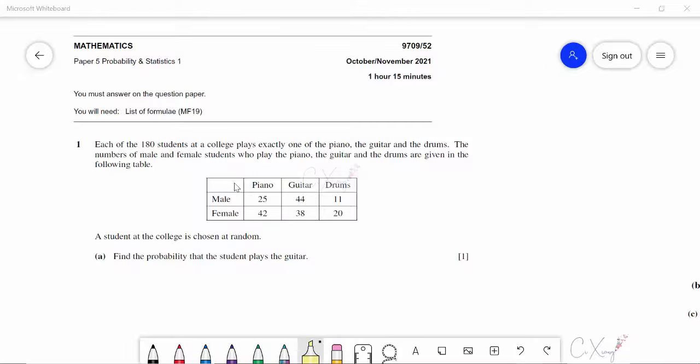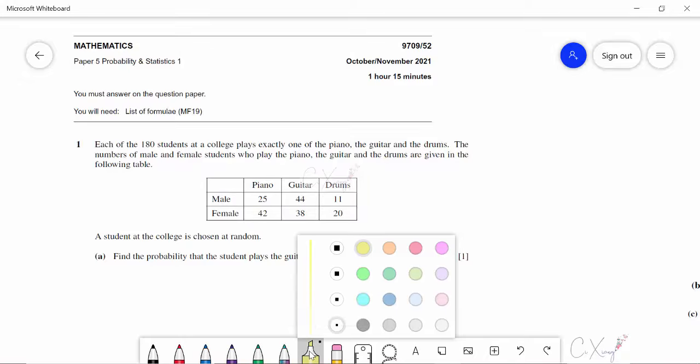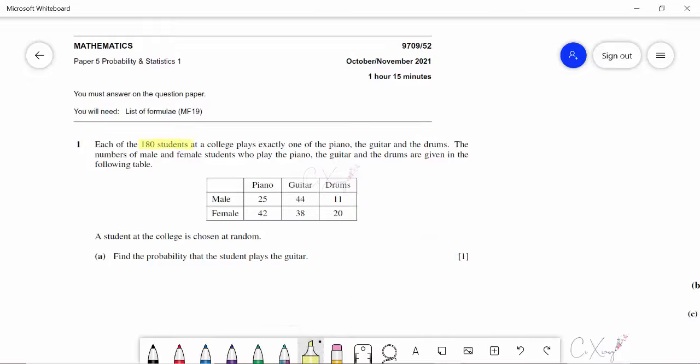For question number one, they give you a table and they are telling you that there are 180 students. Each student plays exactly one of the piano, guitar, or drums. They are also separated according to gender, female and male, as given in the following table. A student at the college is chosen at random. First, they want you to find the probability that the student plays the guitar.